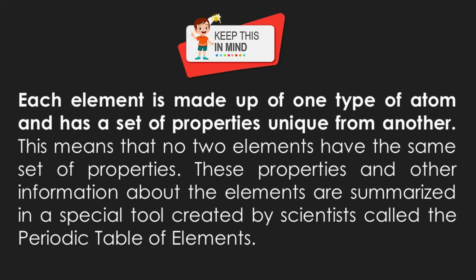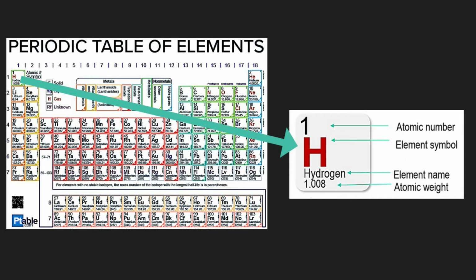These properties and other information about the elements are summarized in a special tool created by scientists called the periodic table of elements. The periodic table lists all 118 elements known at present. It provides information about the elements like atomic number, atomic mass, electronegativity, and ionization energy. You will learn about this in the succeeding grade levels. The elements are arranged from left to right and top to bottom in order of increasing atomic number. Usually, as the atomic number increases, the atomic mass increases too.